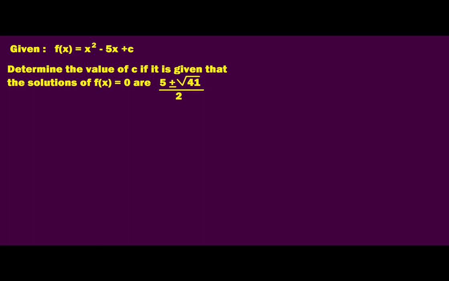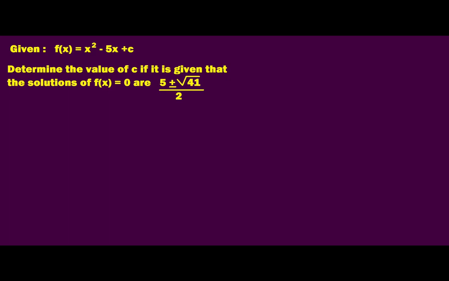So today we're going to deal with a very interesting problem. It is outlined as: given that f(x) = x² - 5x + c, determine the value of c if it is given that the solutions of f(x) = 0 are x = (5 ± √41)/2.